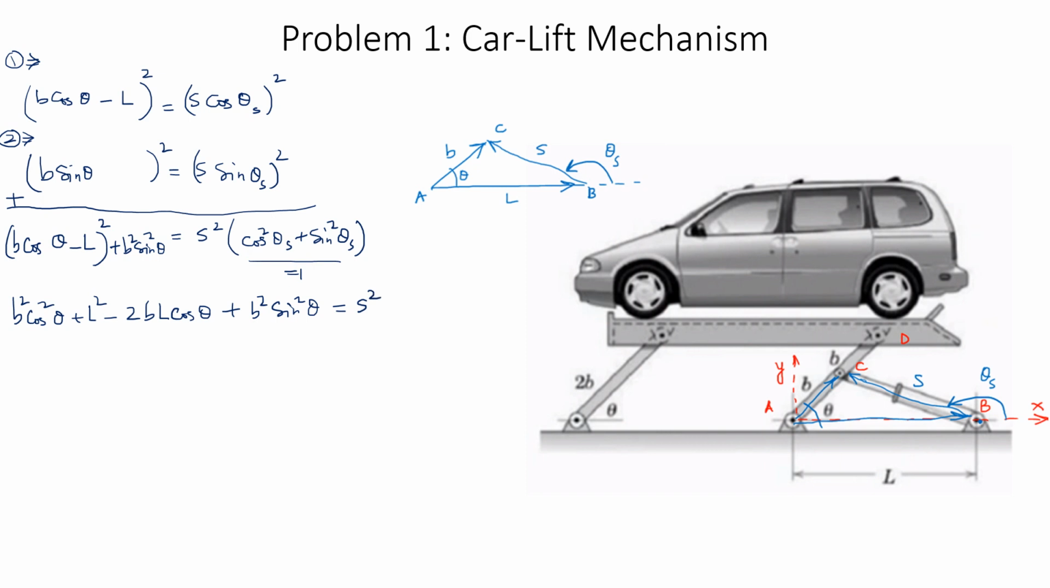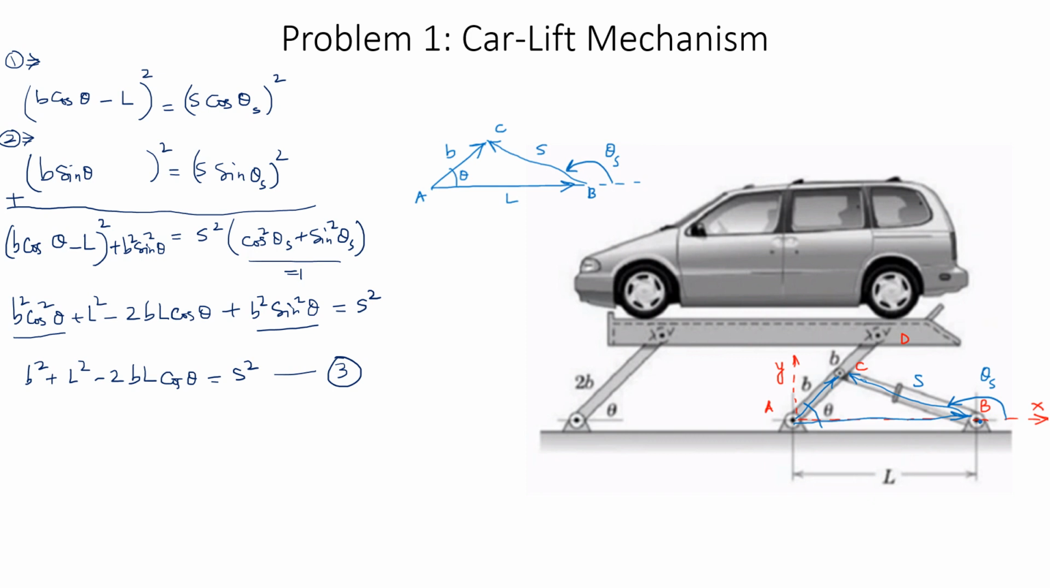equal to S squared. Now you can readily identify that you have B squared cos squared term over here and B squared with sine squared theta, and you can take B squared common from the two, which obviously is going to reduce to 1. So this results in B squared plus L squared minus 2BL cos theta equal to S squared. I'll label this expression as expression number 3, and we're going to make use of it later on.